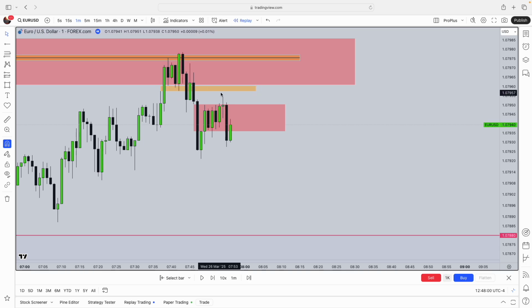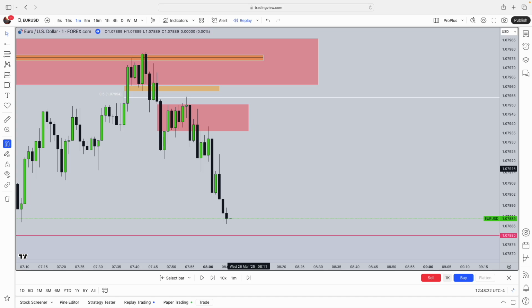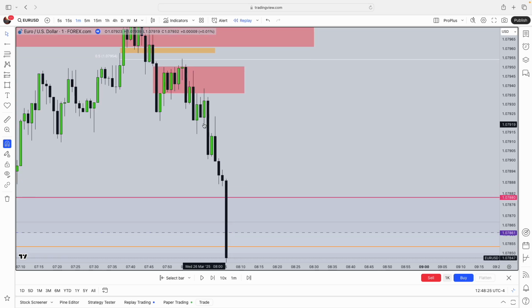Breaks below, and then what does it do? Does it tap into the inversion fair value gap? Wow. Get the midpoint of that. Look at that there. Taps it there. So this actually still is the inversion fair value gap here. Taps it. What does it do? Absolutely jumps down lower. That's one more entry here.